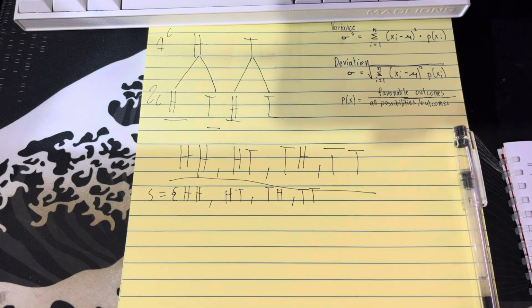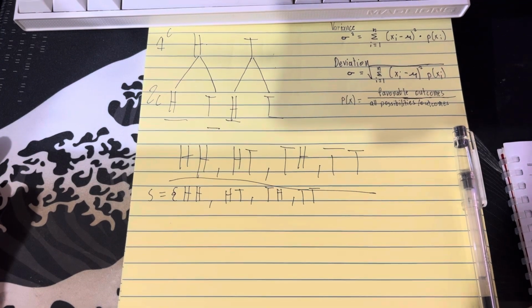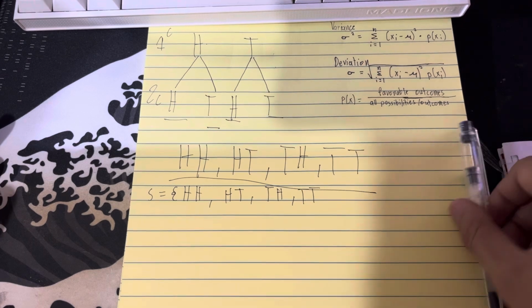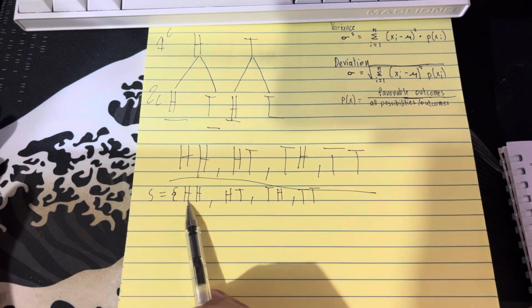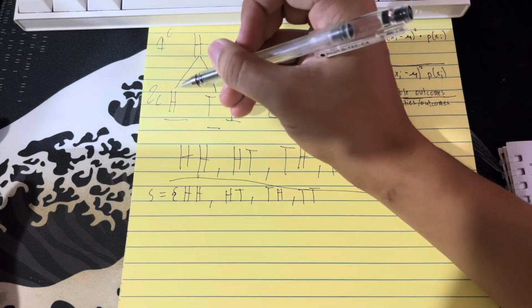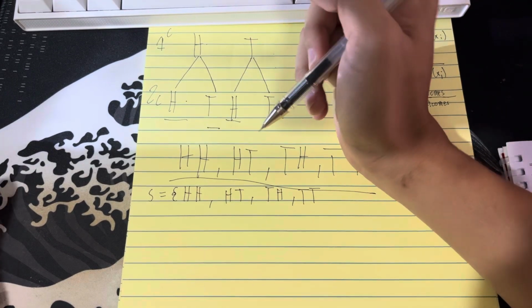Now, the tree diagram is optional, but it helps you visualize how we get those four outcomes. Because we obviously got them from this being your first outcome and this being your second, this being your first outcome and this being your second.